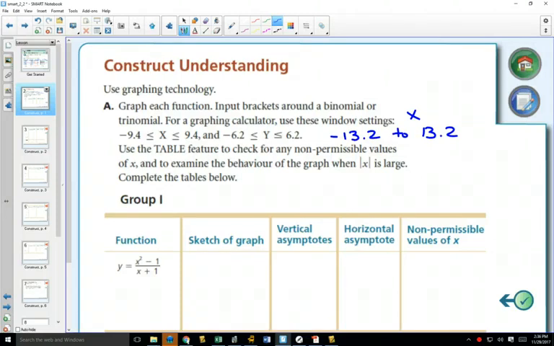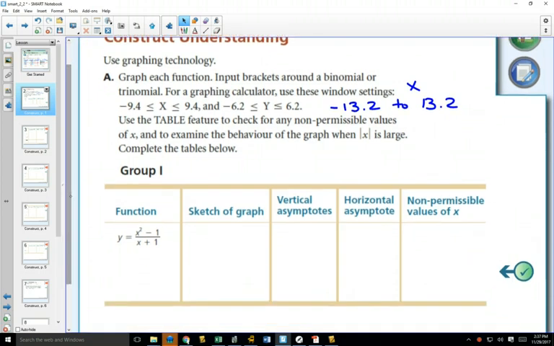And once you've set your window up, I'd like you to graph this. And we're going to look at 3 different groups of graphs today that are all rational graphs, where you have a polynomial in the denominator and a polynomial in the numerator.